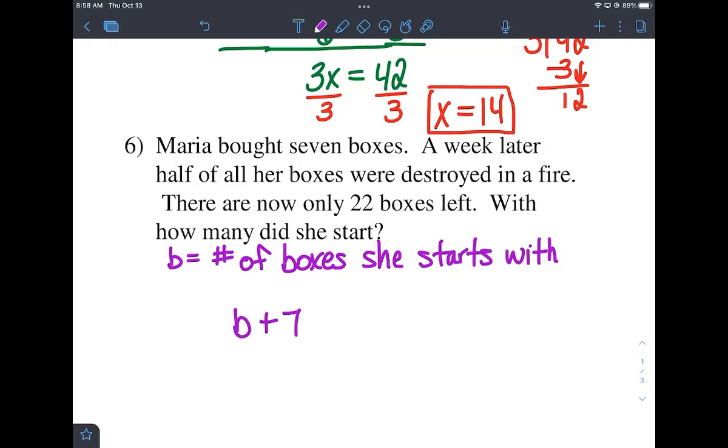A week later, it says half of all her boxes were destroyed in a fire. Now, not half of the boxes she started with, half of the boxes that she has right now. So all the boxes, right? And of course, taking half means to divide by what? 2. So she had some boxes, she buys 7 more, and half of those were destroyed. Now she has how many? 22. And this is a big fat fraction.